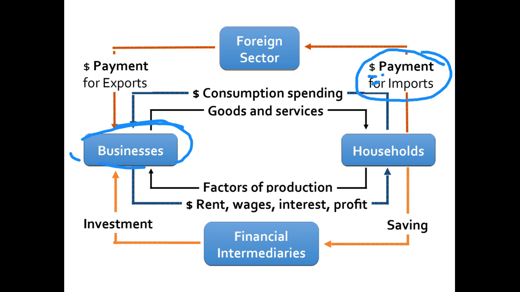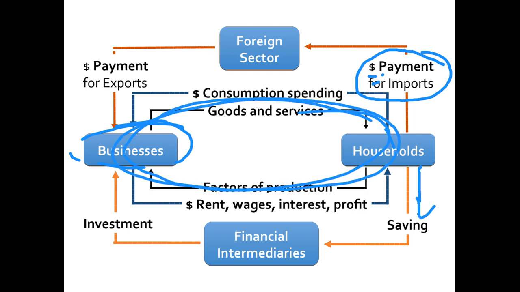The system is basically this: from household to business, business to household. This is the main system. This saving is also a leakage from the system. But you see that we have a leakage here, but with the help of financial intermediaries, we are injecting this money again into the system. So that's fine. Similarly, this dollar payment for imports is a leakage. This money goes to the foreign country, so it's out of our system.